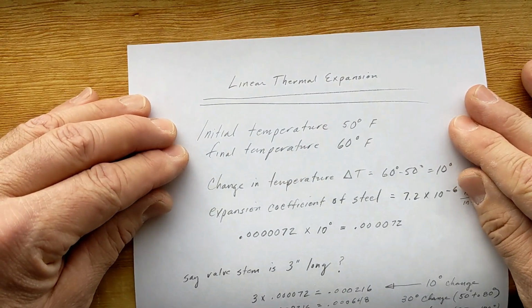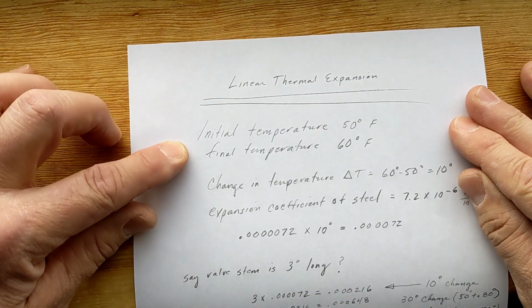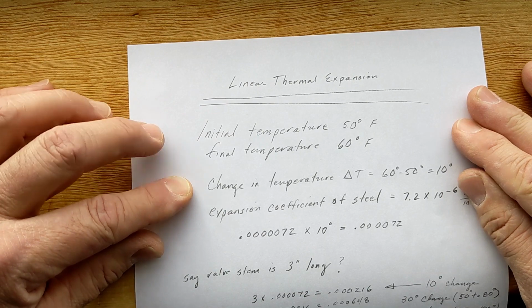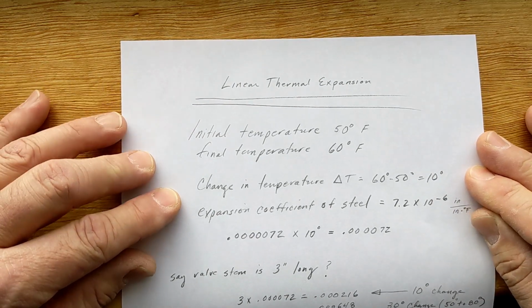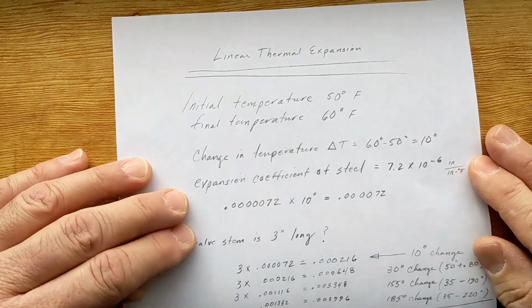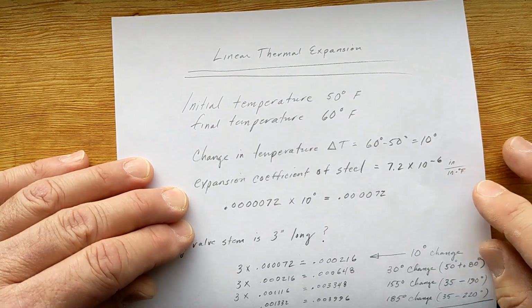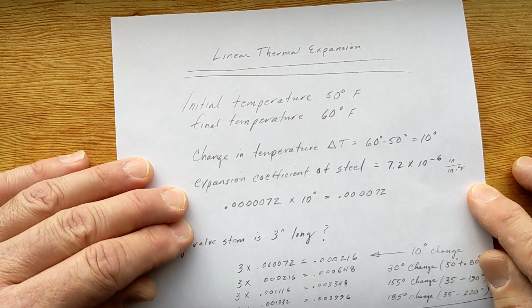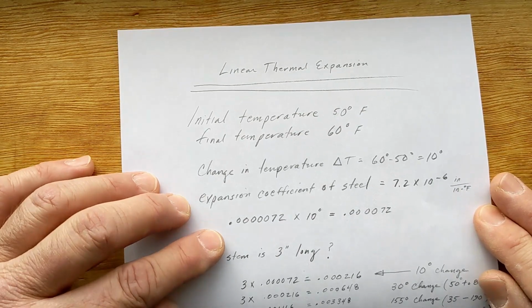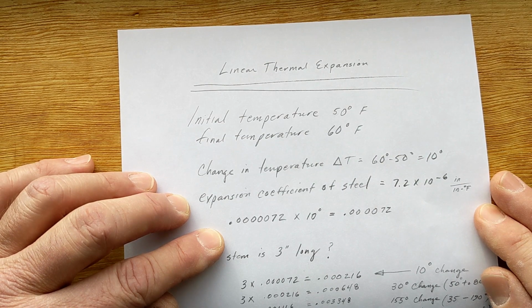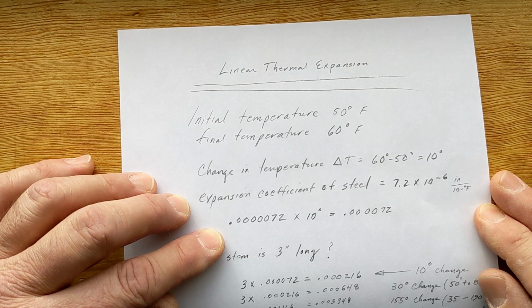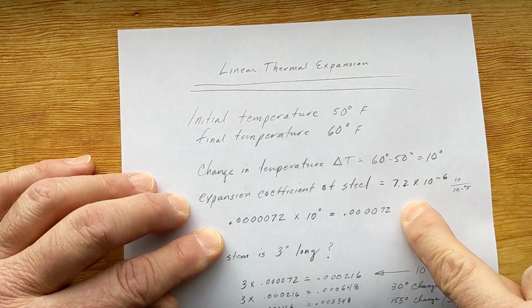I had the initial temperature in the garage at 50 degrees, the final temperature at 60. The change in the temperature was delta T, which is 60 minus 50 equals 10 degrees. The expansion coefficient of steel was 7.2 times 10 to the negative sixth. If you write that out, that's 0.00000072. That's 72 with 5 zeros in front of it. So times 10 degrees gives you 0.00072.